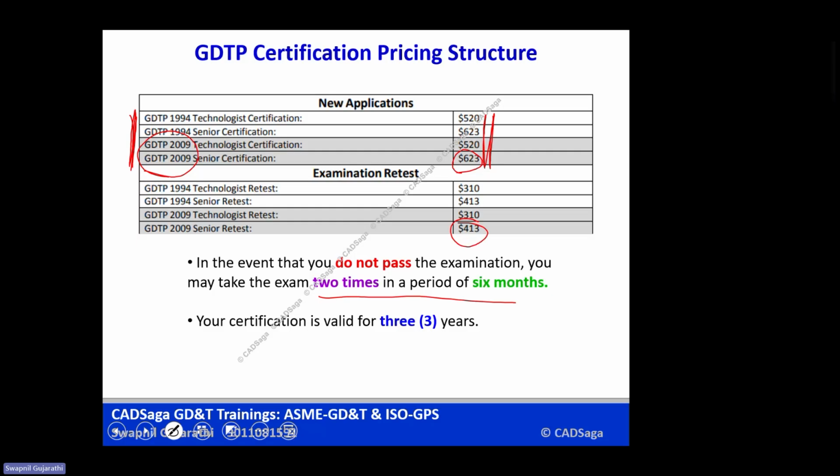But if your certification has lapsed or expired, you need to pay $623 again, and you need to take the exam again. So be careful. If you want to stay certified on your path, you should renew beforehand.